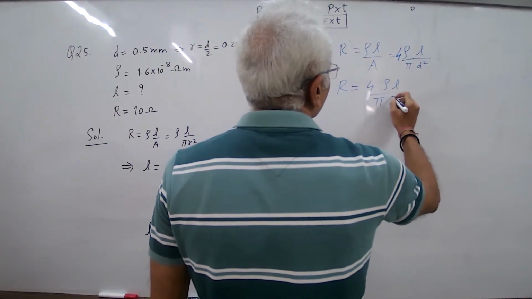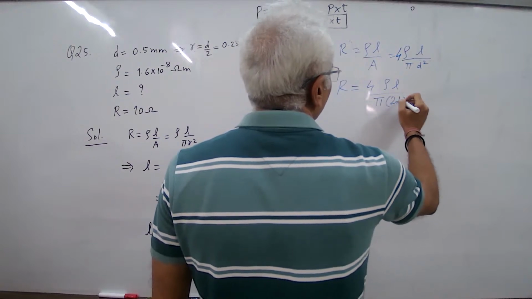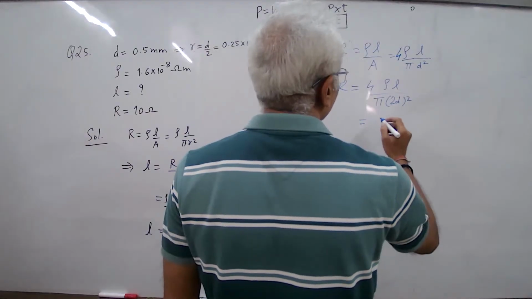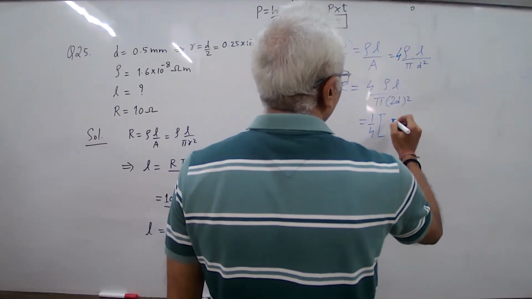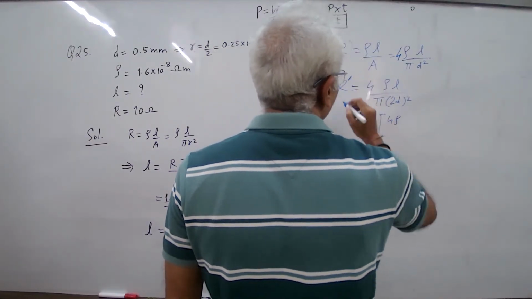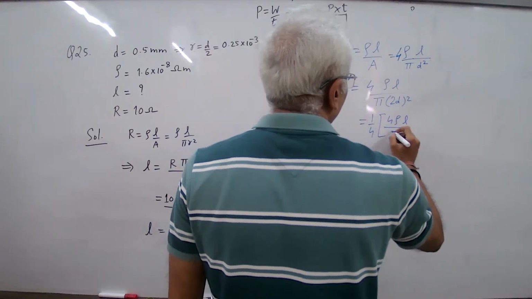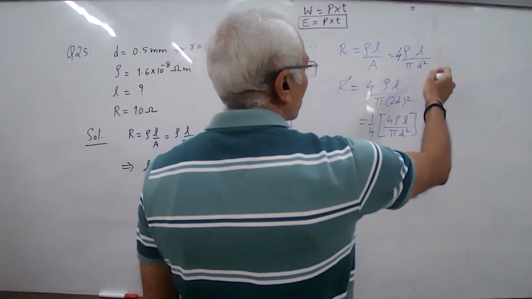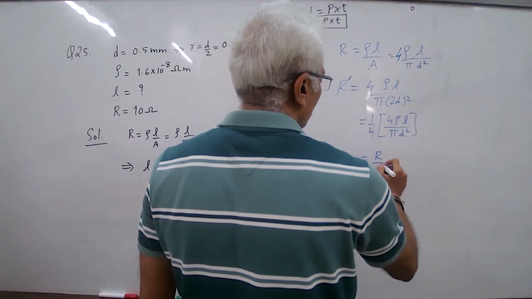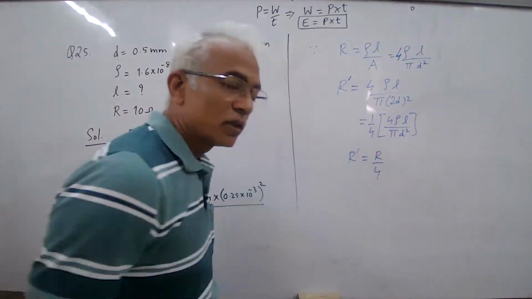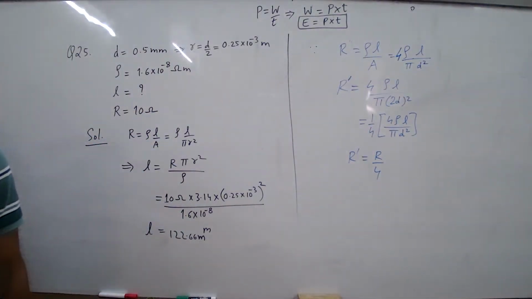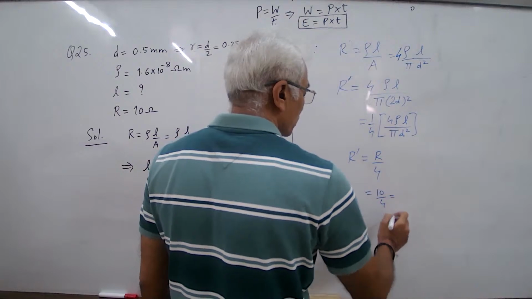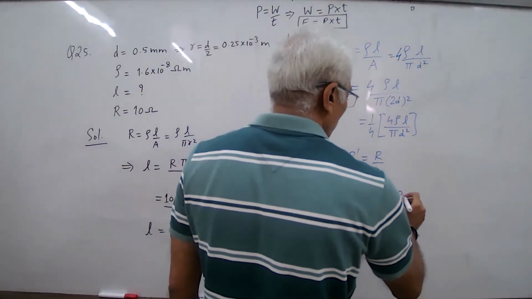Not half. So this is 2d whole square. Basically, it is 1/4 of 4 rho L over pi d square. This is the new resistance, because 4 rho L over pi d square is the old resistance. So you can say the answer is 10 by 4, which is 5 by 2, 2.5.